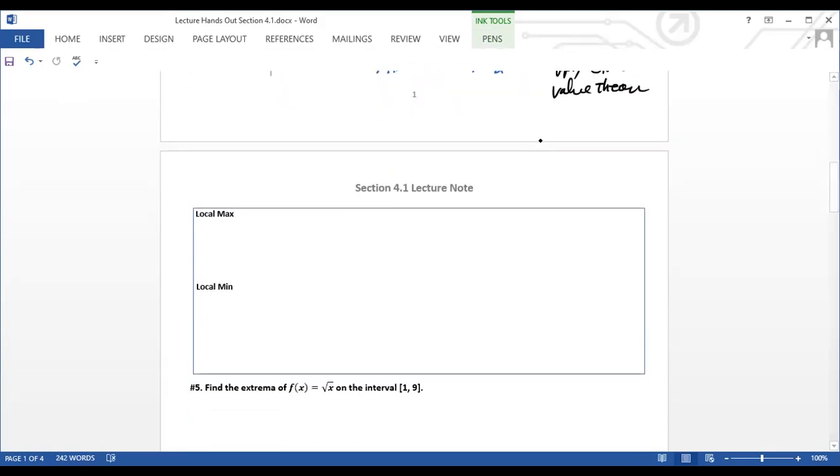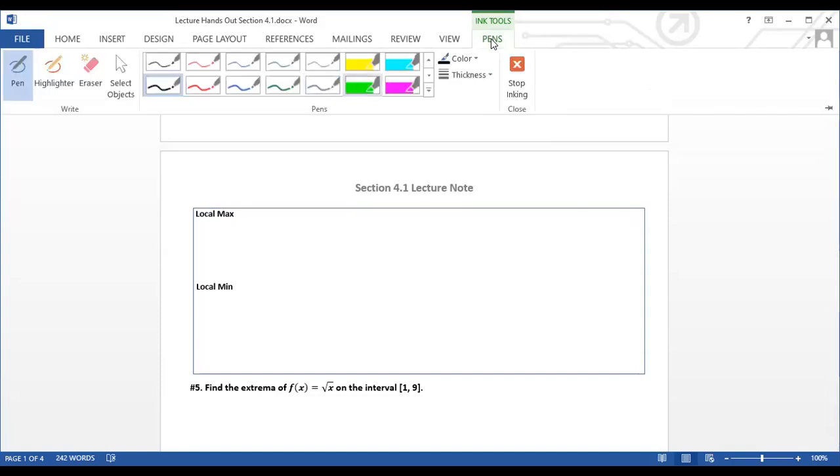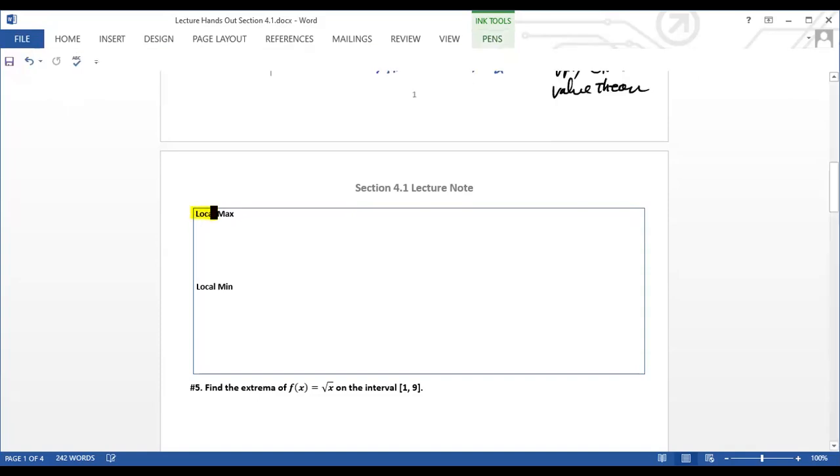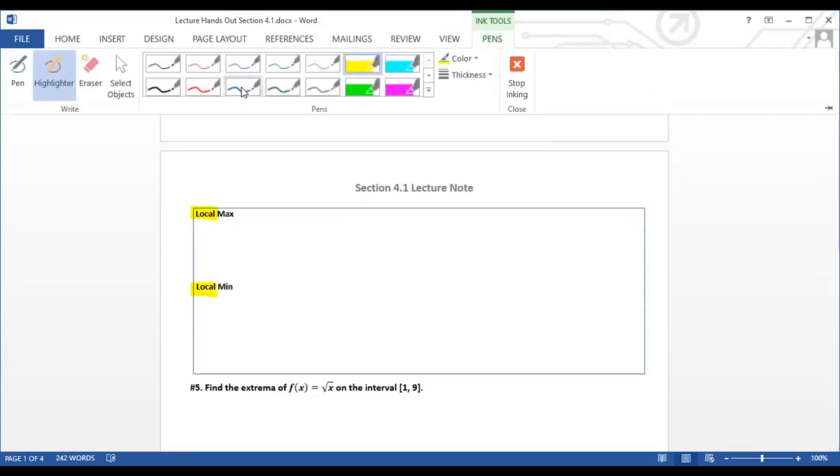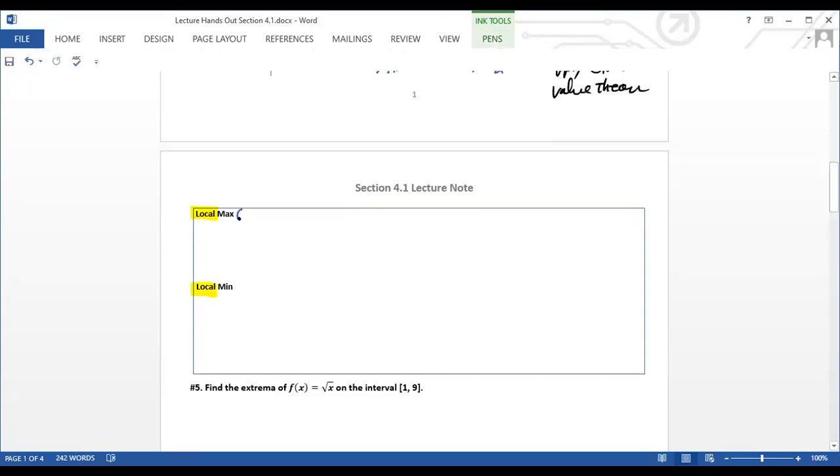We still talk about the max and the mean, and now we are talking about local. So the local max and the local mean. Sometimes we have a different term for the local max and local mean: we call them relative max and relative mean. Okay, so now let's take a look at the definitions here.